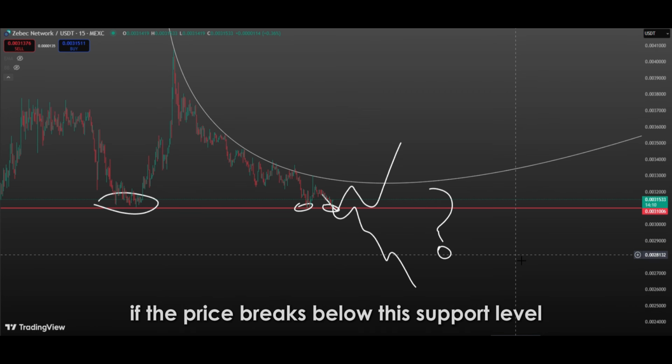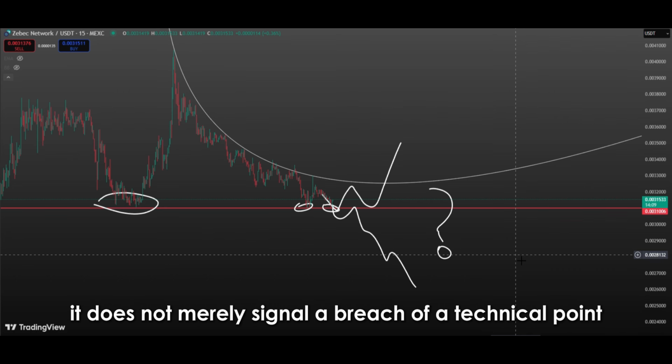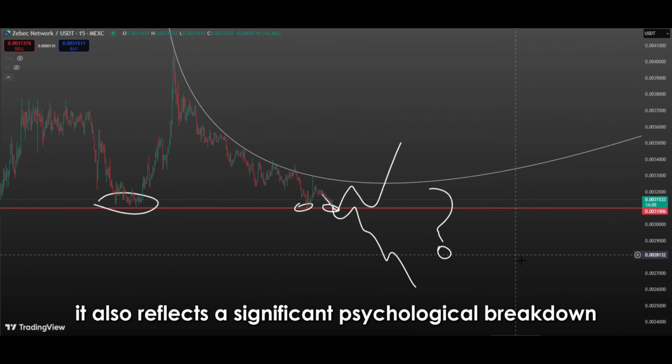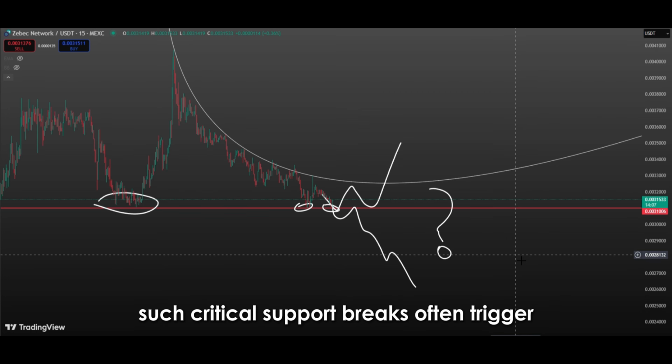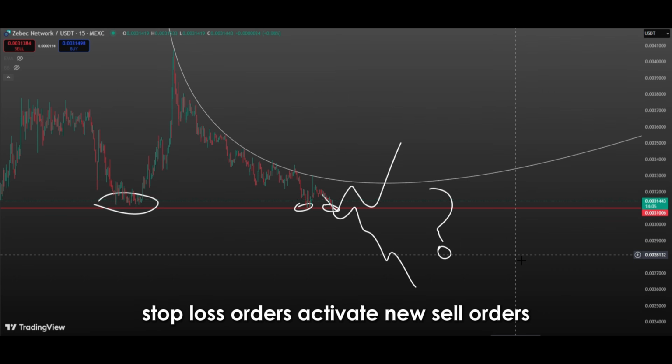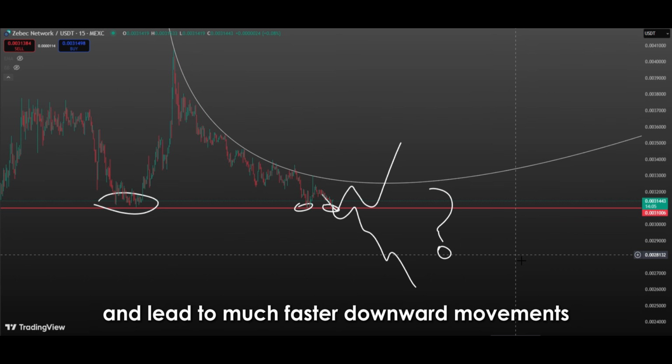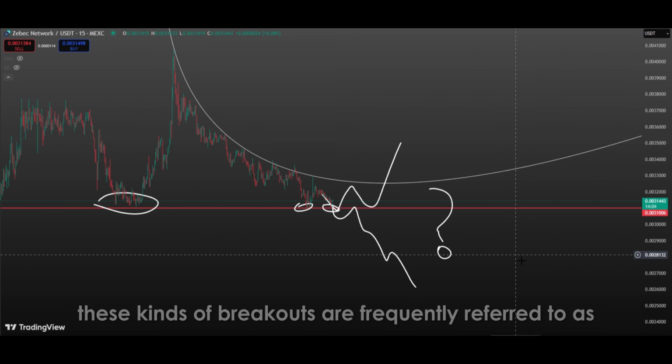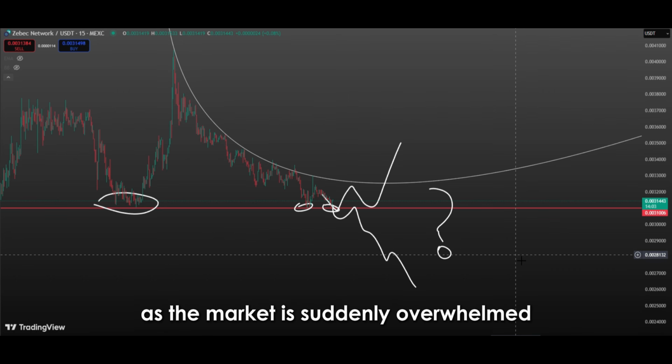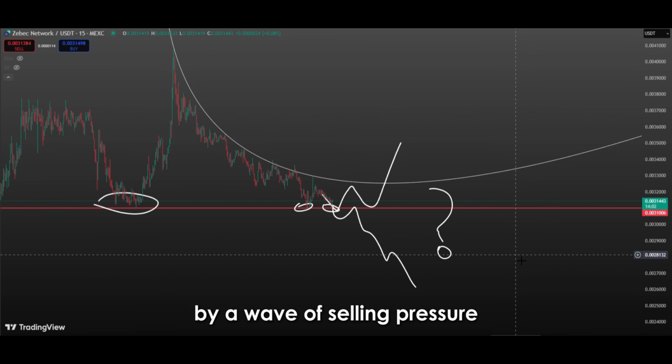If the price breaks below this support level, it does not merely signal a breach of a technical point, it also reflects a significant psychological breakdown among investors. Such critical support breaks often trigger stop-loss orders, activate new sell orders, and lead to much faster downward movements. Therefore, these kinds of breakouts are frequently referred to as waterfall drops, as the market is suddenly overwhelmed by a wave of selling pressure, deepening the decline.